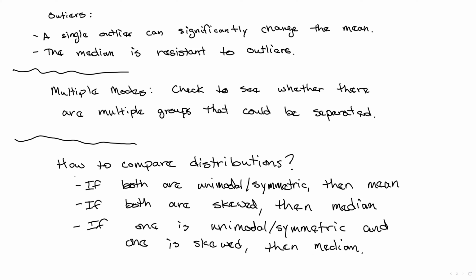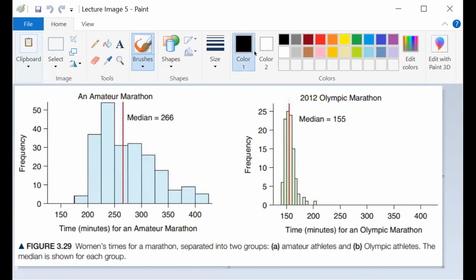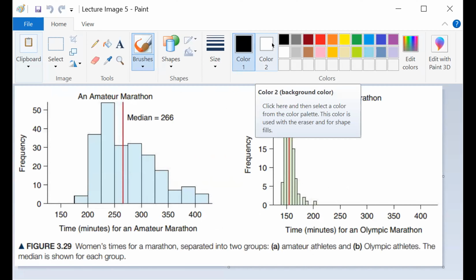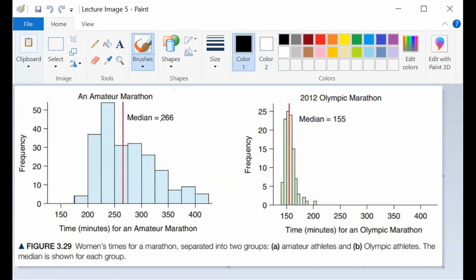All right, and I think I've got an image for that too. So taking the example that we just finished, where one distribution was skewed and the other one was fairly unimodal, fairly symmetric. I mean, it's definitely unimodal. If we're going to compare the two, we would want to use the median on both because one of them is skewed. And if we do that, the median amount of time in minutes to complete the marathon amongst amateurs was 266 minutes. And for the Olympic athletes, it was 155. Okay, and so we can clearly see the difference between them.